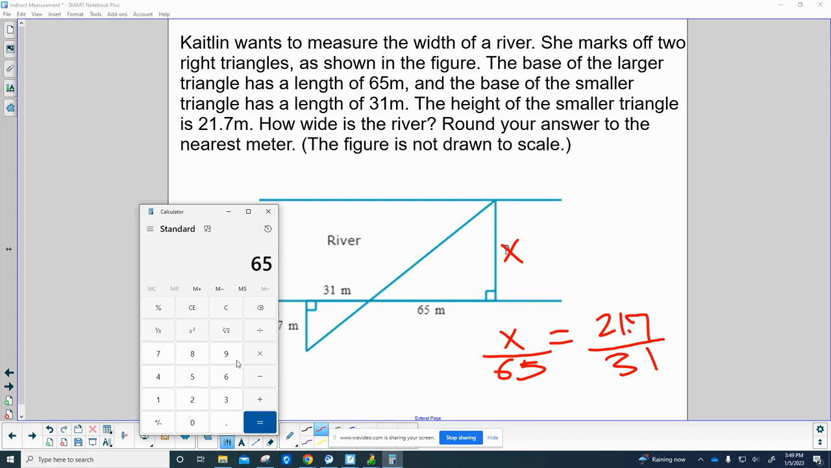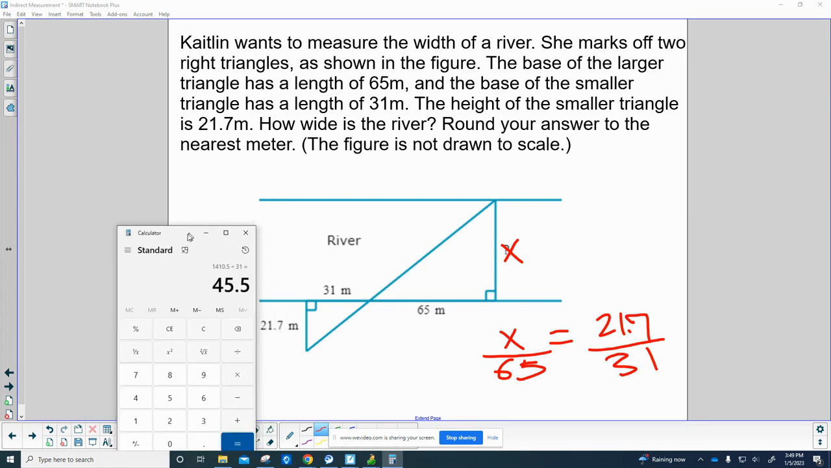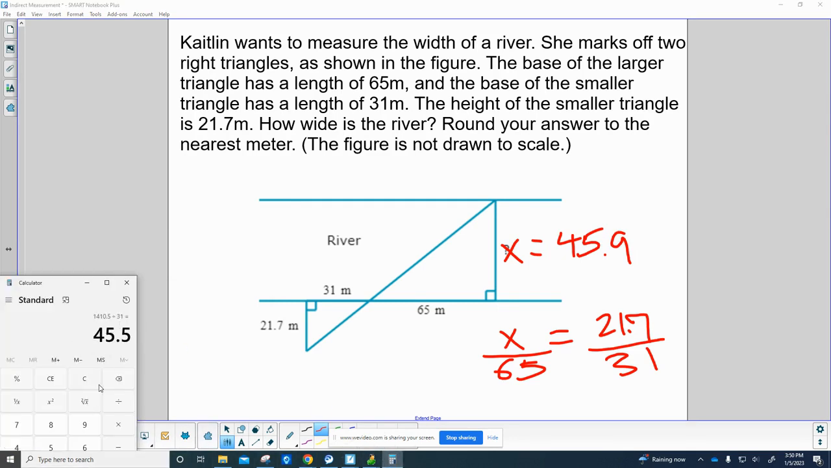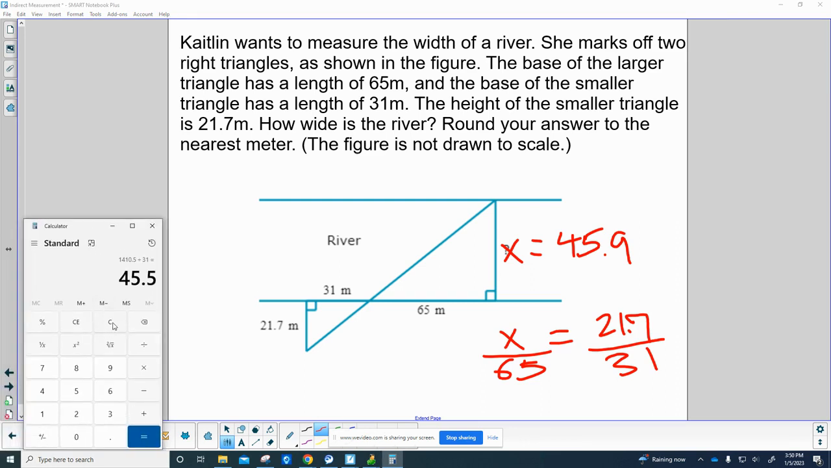So let's multiply that out, get our calculator handy. We've got 65 times 21.7 equals, divide by 31, and that equals 45.9. So x equals 45.9. Now, something that I've seen a few students doing when they do a calculation like this, let me hit clear, and I want to show you. Some of you have been maybe multiplying or adding in a different order, and the calculator messes up the order of operations. You have to make sure that you give it the right numbers. And it's usually related to when you're adding two numbers and then dividing by a third number. So be careful with that.